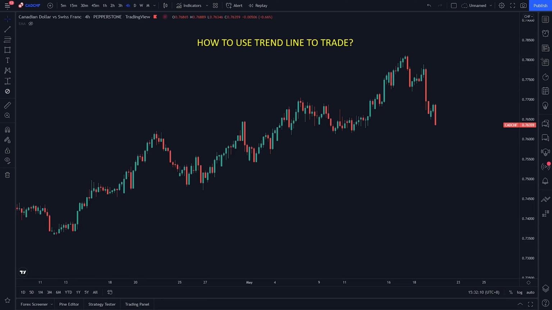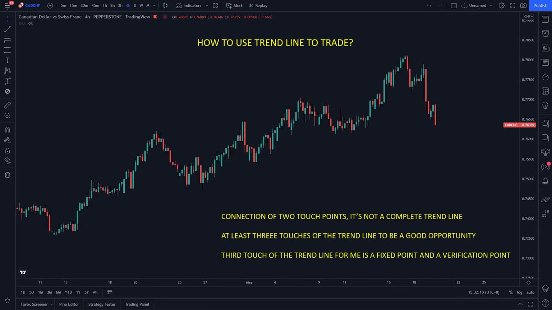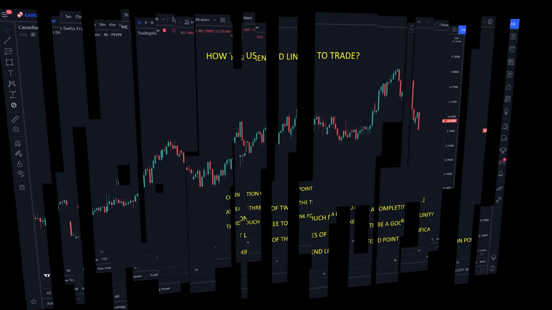A lot of times some traders want to trade with a trend line. There will be such a situation that they draw a line at random to see the current trend. But for me, if I use the trend line to trade, I must wait for the price to touch the trend line at least 3 times if I want to trade. If it's a connection of 2 touch points, it's not a complete trend line because it doesn't have enough confirmations for us to know where the verification point is. I need to see at least 3 touches of the trend line to be a good trading opportunity. The third touch of the trend line for me is a fixed point and a verification point for me.